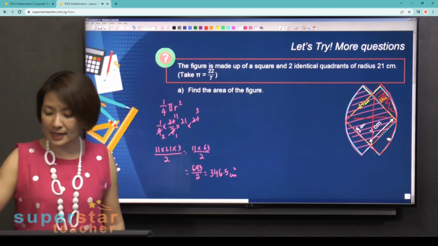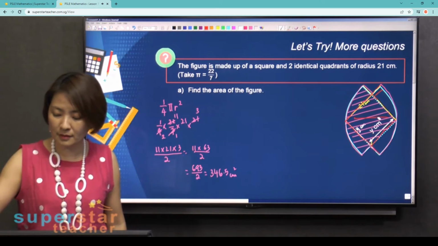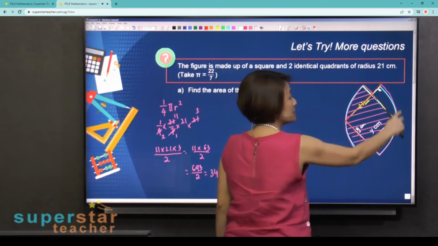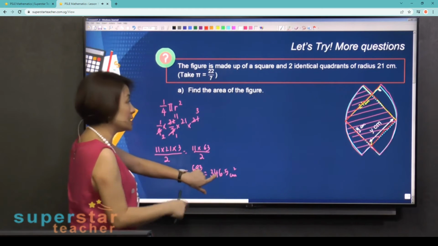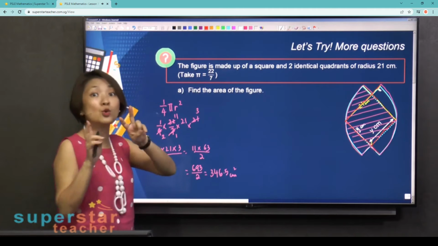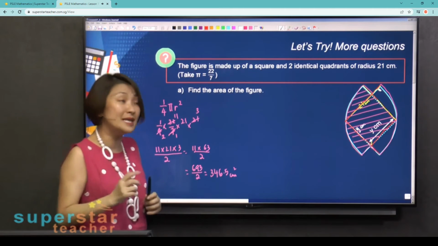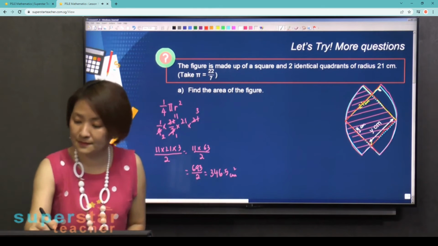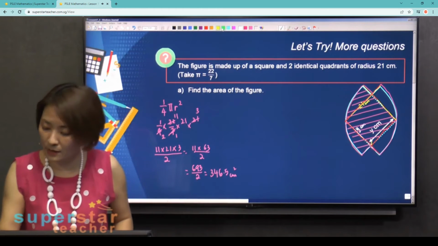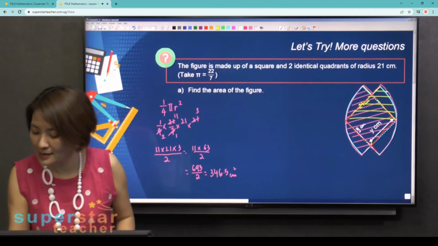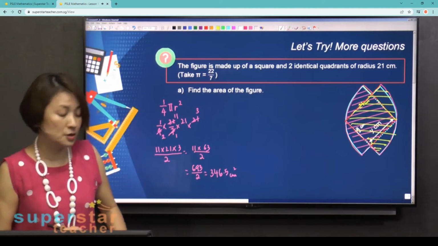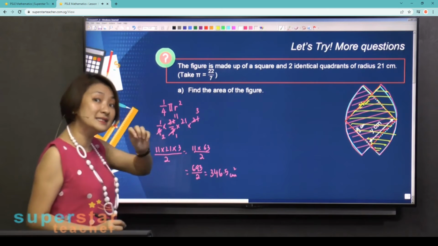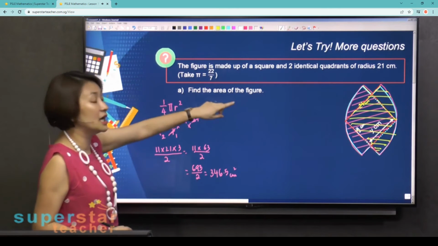The other way of looking at it is, I can also find the quadrant. Okay, I find this quadrant, then I add them up. I add this quadrant to that quadrant. Okay, so I have two quadrants. The two quadrants means that I have this, okay, and this. Yellow, okay? This yellow part is also 346.5. But is that, after I've added these two up, is that the area of the figure?